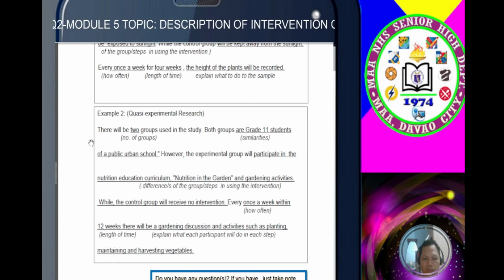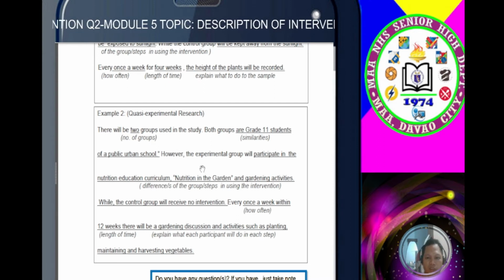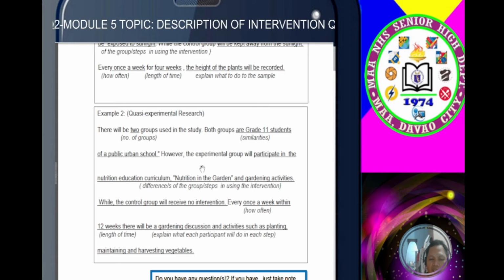So same format. There will be two groups used in the study. Both groups are grade 11 students of a public urban school. These are the similarities of the two groups. Then state the difference between the experimental and the control group.